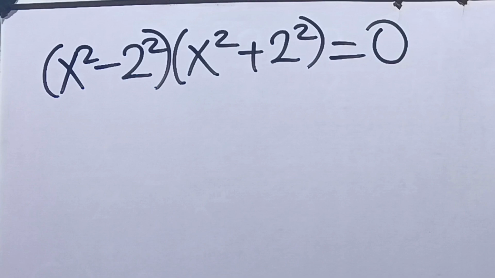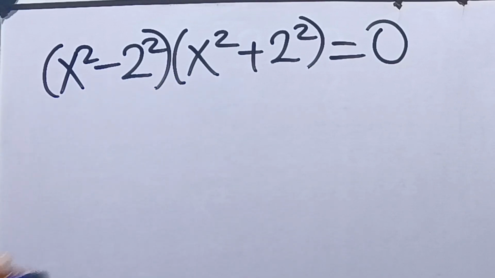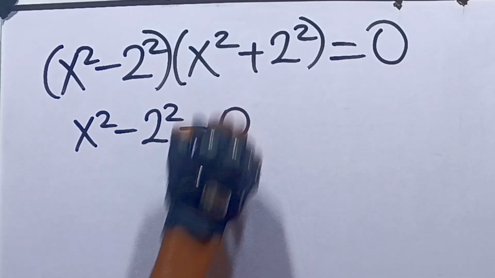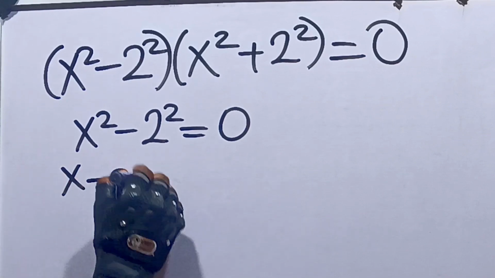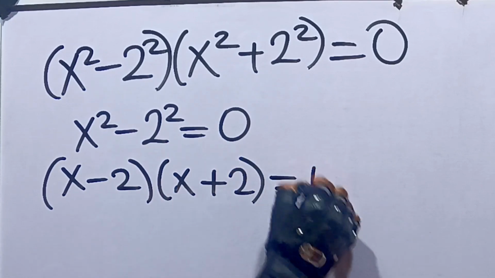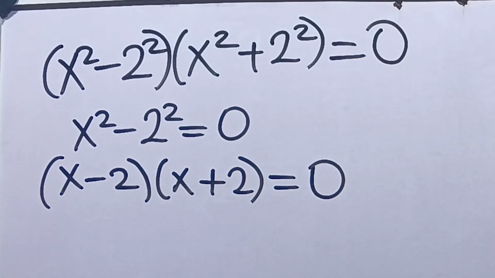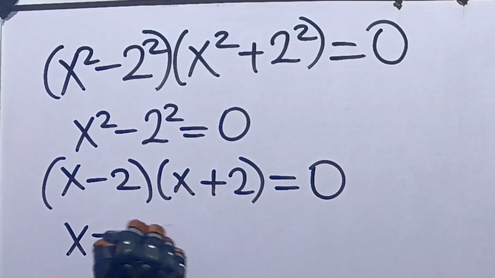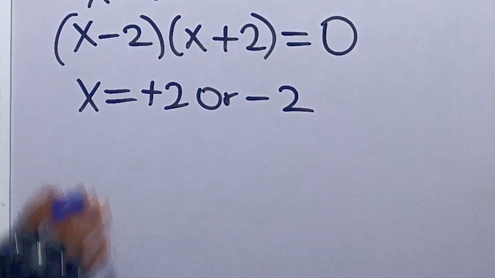Moving on from here, when the product of two things is equal to 0, it's either the first one is equal to 0 or the second one is equal to 0. So it's either that x squared minus 2 squared is equal to 0. This again is the difference of 2 squares, alright? So we're going to say that this is equal to x minus 2 multiplied by x plus 2 to be equal to 0. Okay? From here, we now have that our x is either equal to plus 2 or minus 2. Okay? Now these are the first two answers for x.